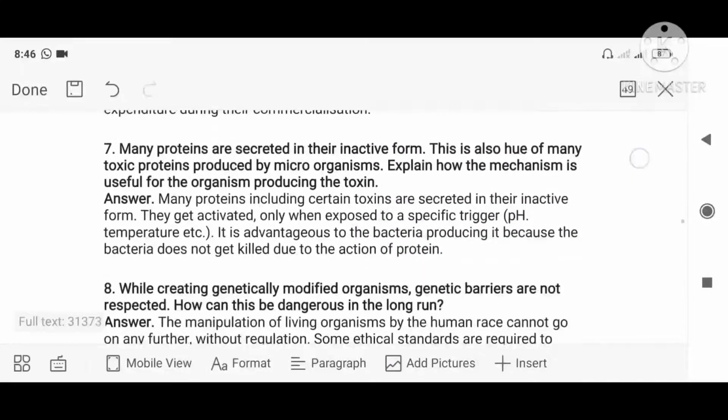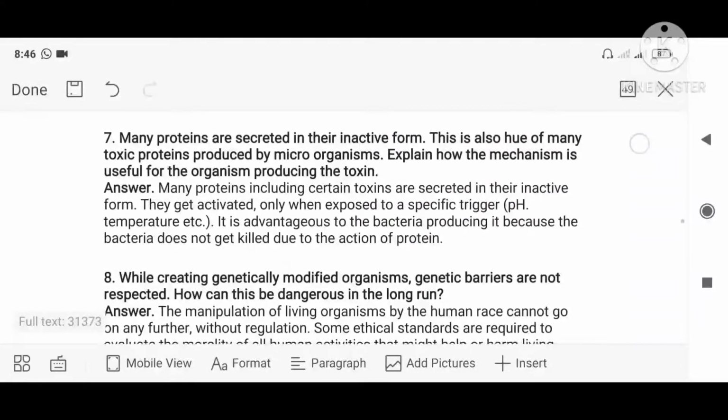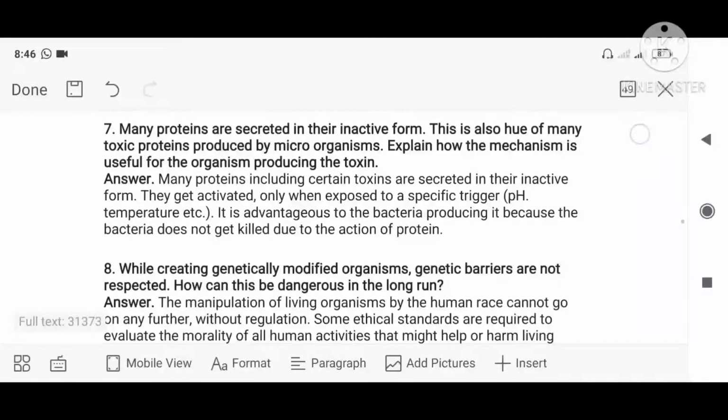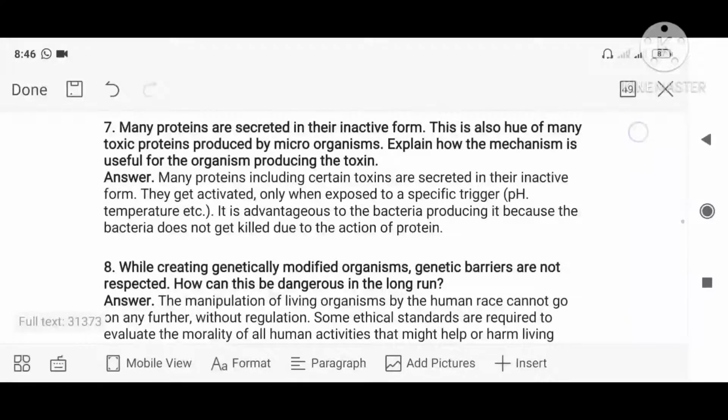Now, many proteins are secreted in their inactive form. This is also true of many toxic proteins produced by microorganisms. Explain how the mechanism is useful for the organism producing the toxin. Now, listen students, what they are saying is that inactive forms of toxins are produced by these bacteria. Like Bacillus thuringiensis, they produce a toxin, Bt, but the toxin Bt does not cause harm to the bacteria. Is it causing any harm to the bacteria? No, it is not going to cause any harm to the bacteria, because it is in inactive form.